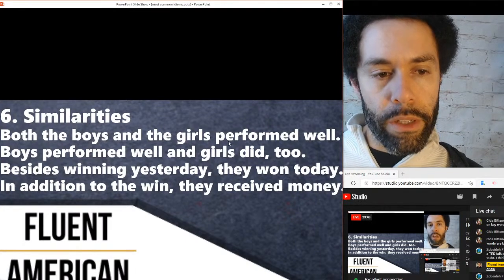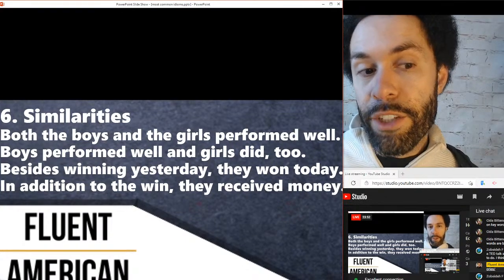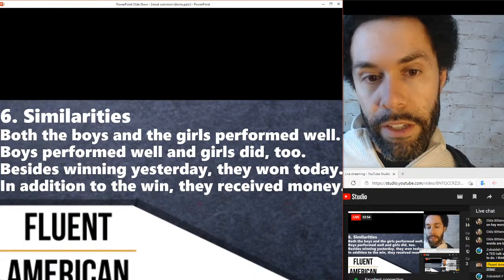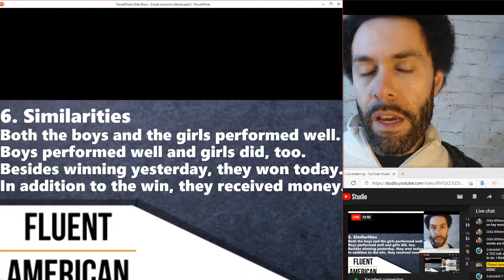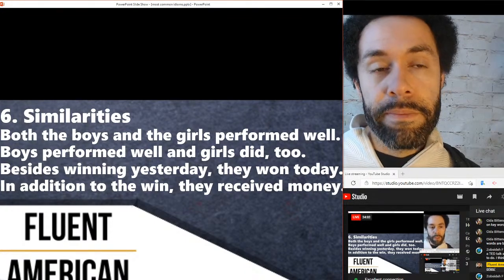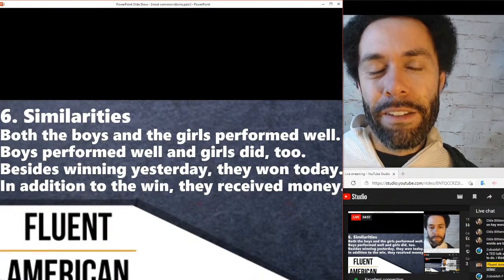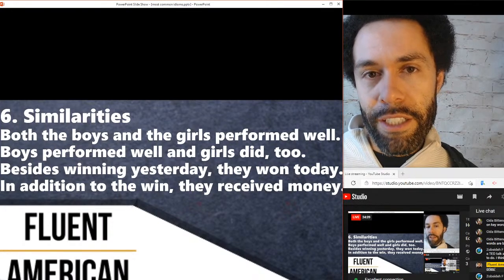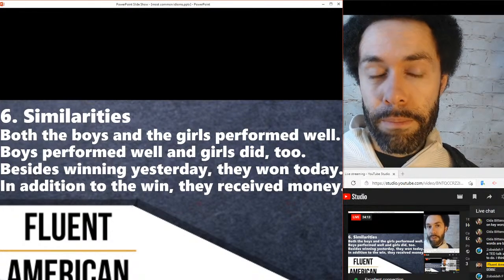And how about our last one? In addition to the win, they received money. So you could also use in addition to. So in addition to this, they got this. In addition to. And again, in terms of stress, you're going to stress the word addition. Also watch out for those short I sounds, right? Lots of short I's here. In addition. So just keep an eye on those short I sounds. Okay.